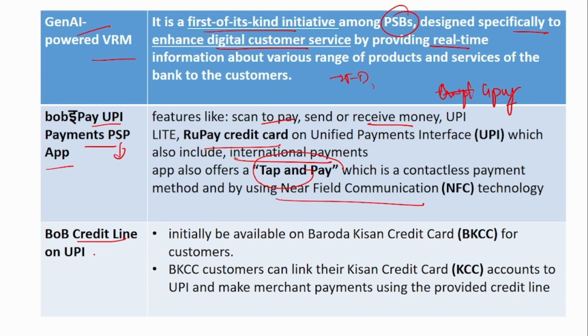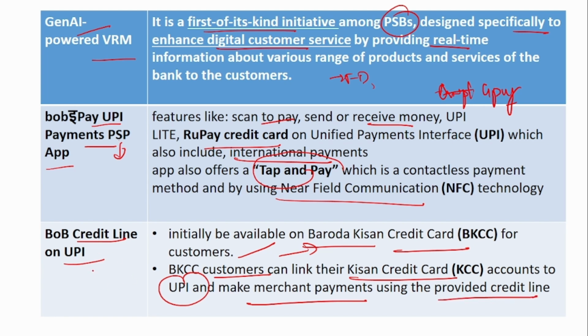Next is that BOB credit line on UPI. So initially it will be available only on the Baroda Kisan credit card for customers, and then it will be included to all other credit card customers also. So if you see, the BKCC customers can link their Kisan credit card accounts to UPI and make merchant payments using the provided credit line. So initially it will be applicable for the Kisan credit cards, and later on this credit line will be applicable to all other customers of the BOB as well.